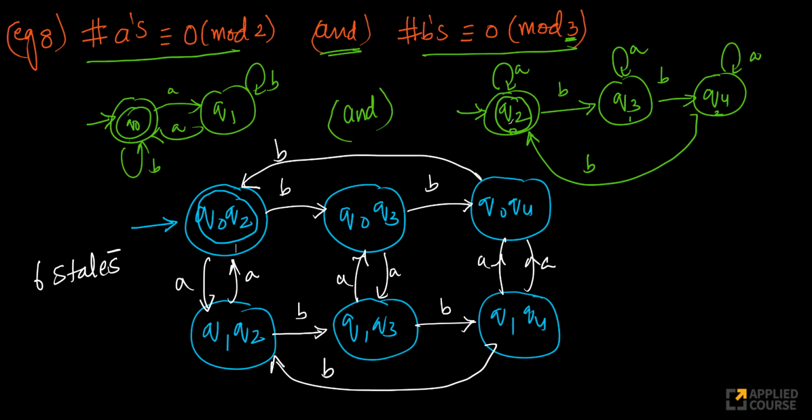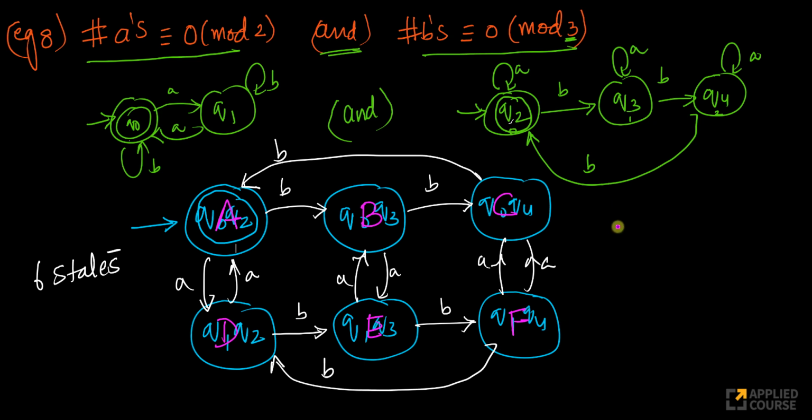Okay, let's actually label these states differently. Let's call this state A. Let's call this B. Let's call this C, just for simplicity. Let's call this D. Let's call this E. Let's call this F. So this is how I'm calling this: A, B, C, D, E, F.